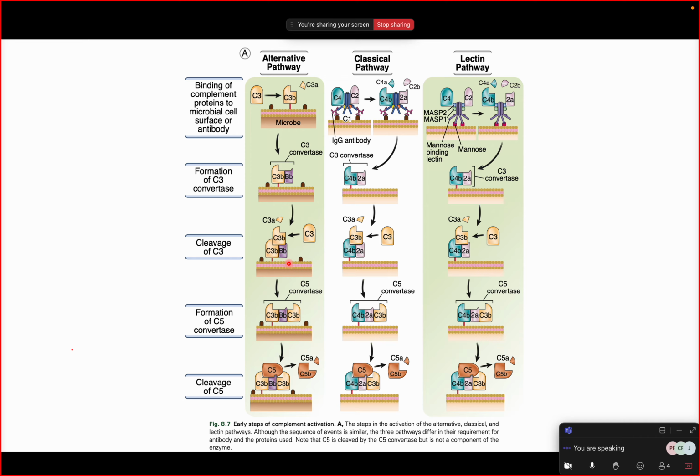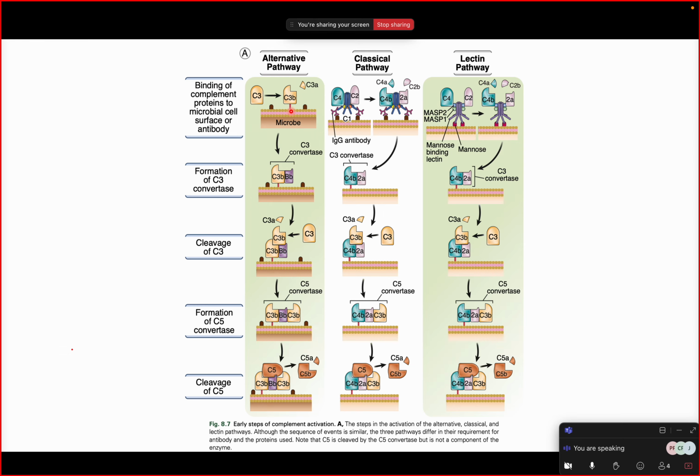Once this convertase is made, it will convert the C5. Once C5 has been converted to C5a and C5b, this will go on and do its work. It can bind to the microbe and do other things, like making the membrane attack complex and attacking other cells which are nearby. So this was the alternative pathway.